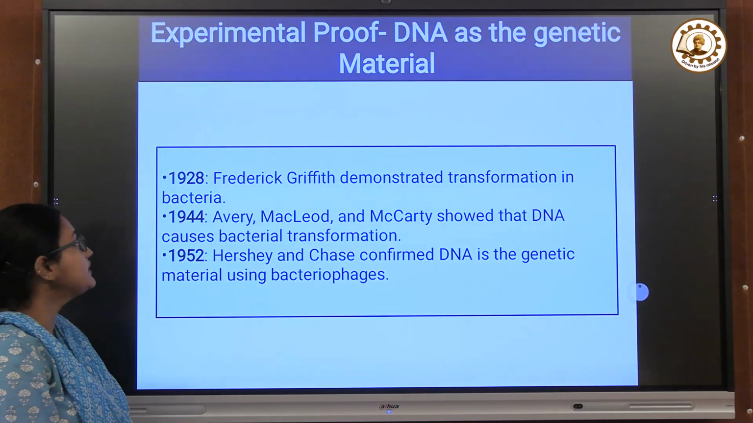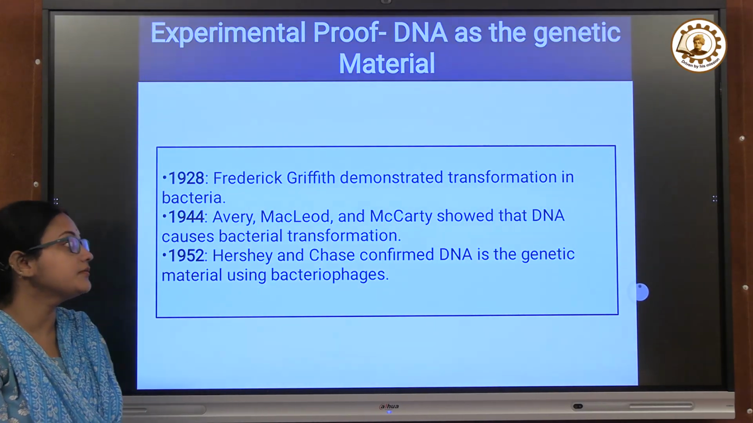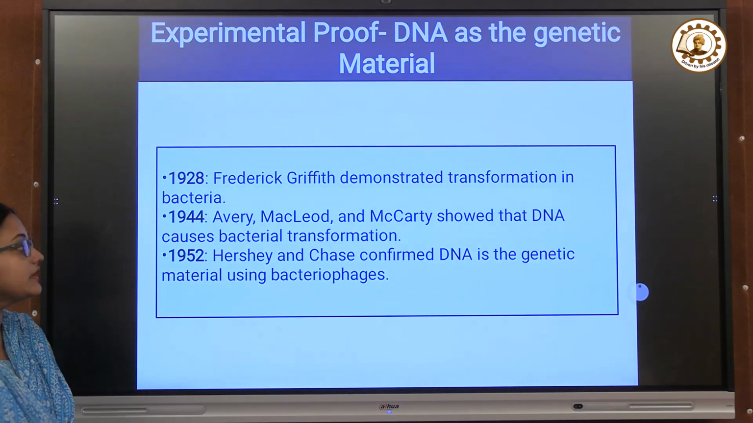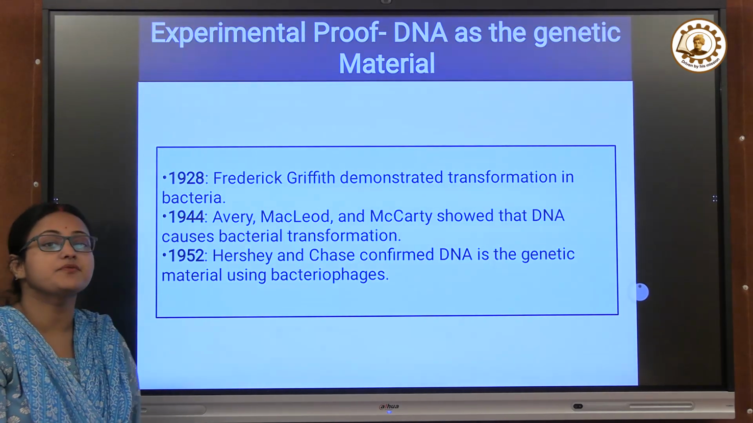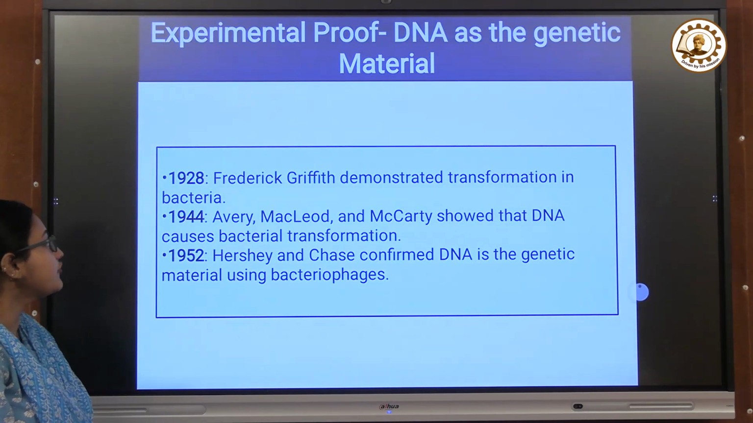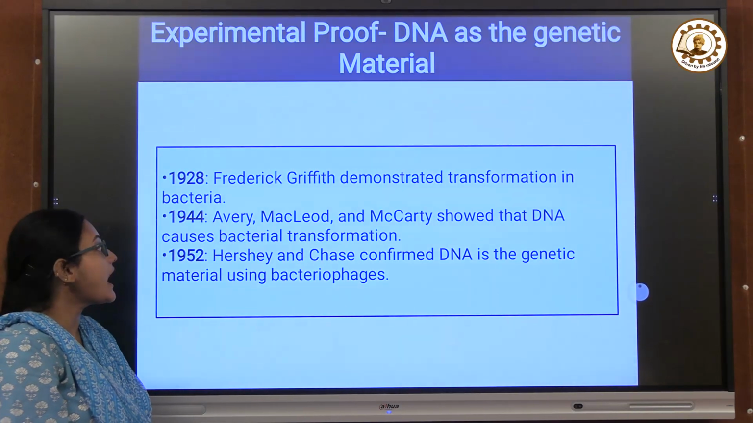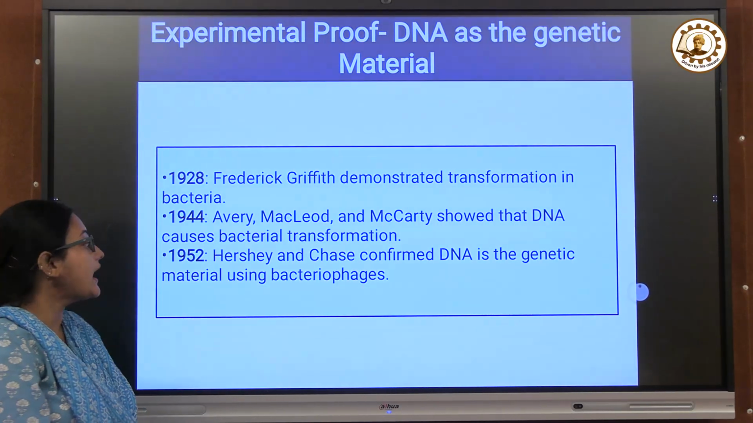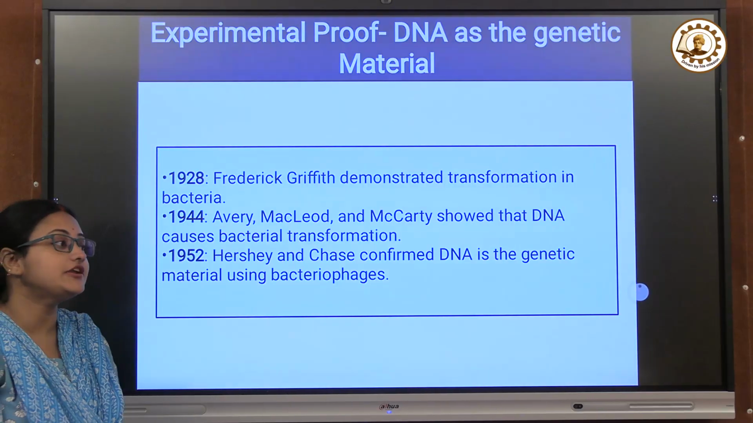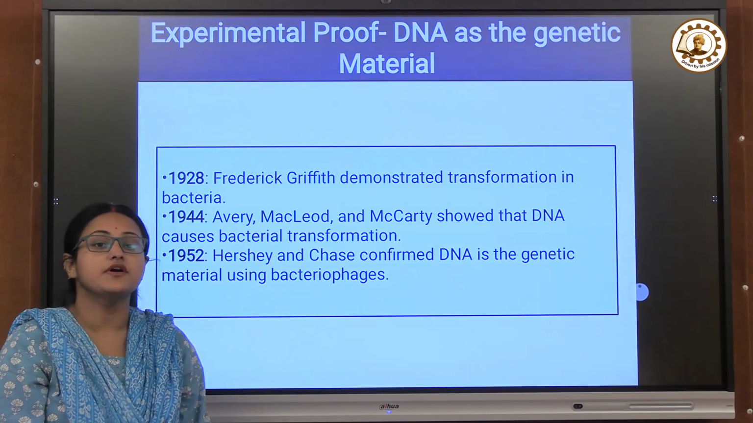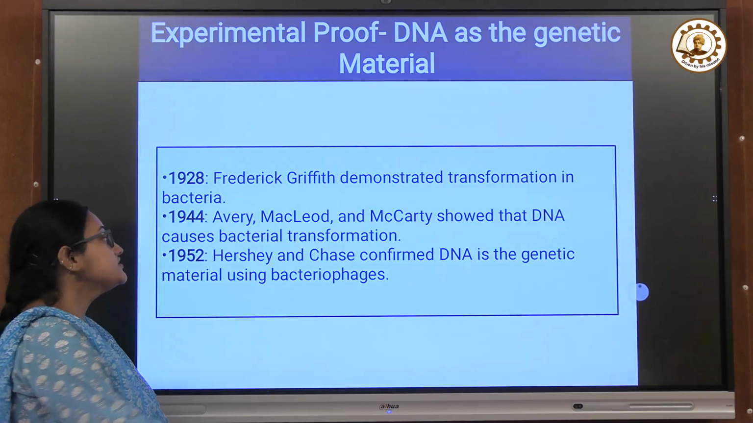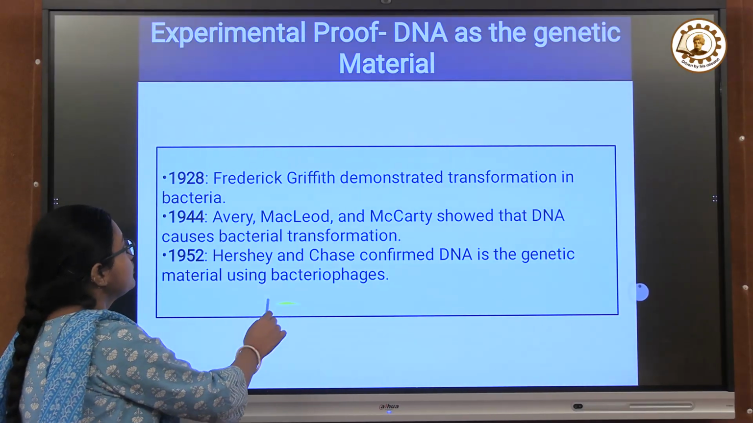First, in 1928, scientist Griffith demonstrated a transformation experiment. Then his experiment was further confirmed in 1944 by the scientists Avery, McLeod and McCarty, and then finally DNA as a genetic material was confirmed by scientists Hershey and Chase in 1952.